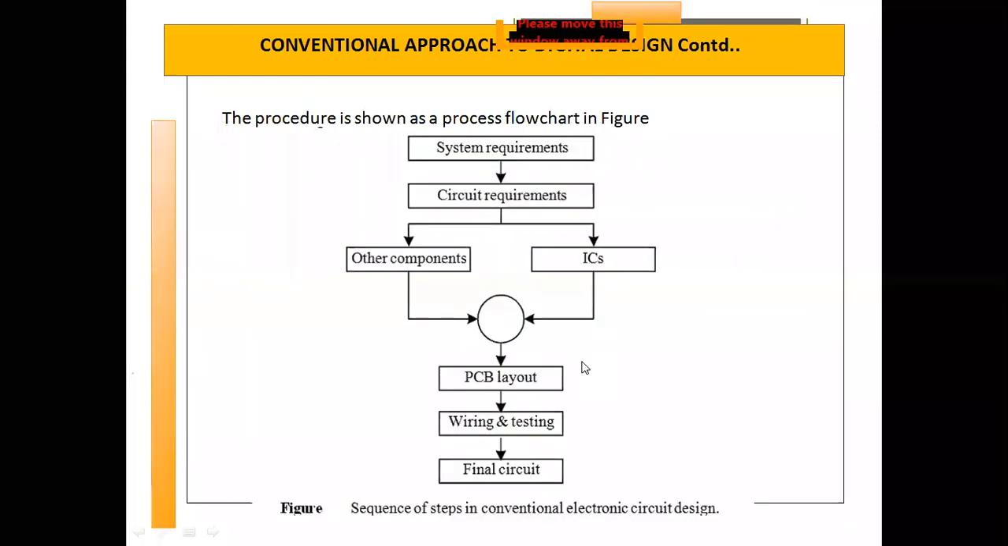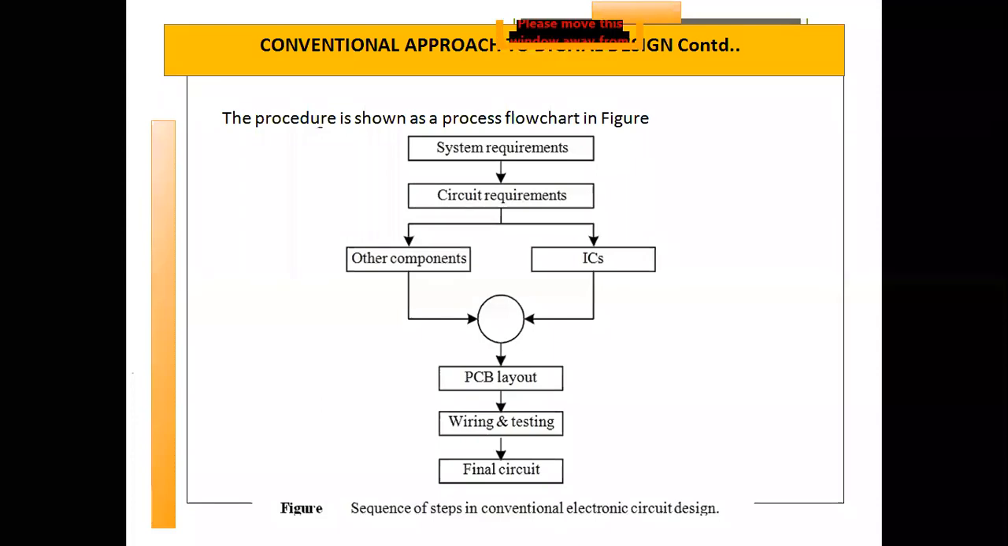So you see here in the conventional approach we have shown the procedure for digital design. In the conventional approach for digital design, see here, first we are identifying the system requirements. First we are identifying the system requirements. System requirements in the sense, what are the inputs and what are the outputs.